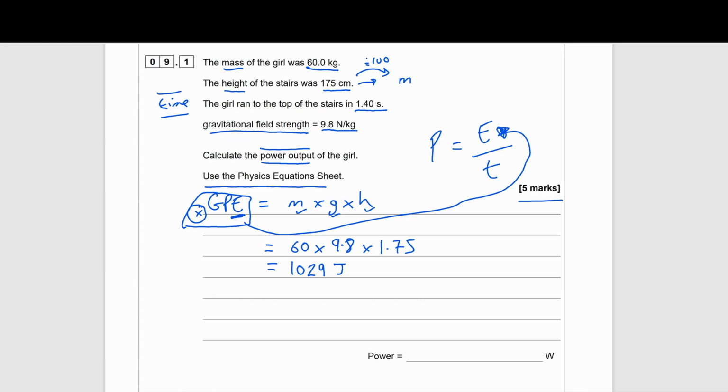We can now plug that into our equation to calculate the power because we've got the time already. So power is equal to energy, which in this case is 1029, divided by the time, which is 1.40. And then that will give us a value of 735 watts.